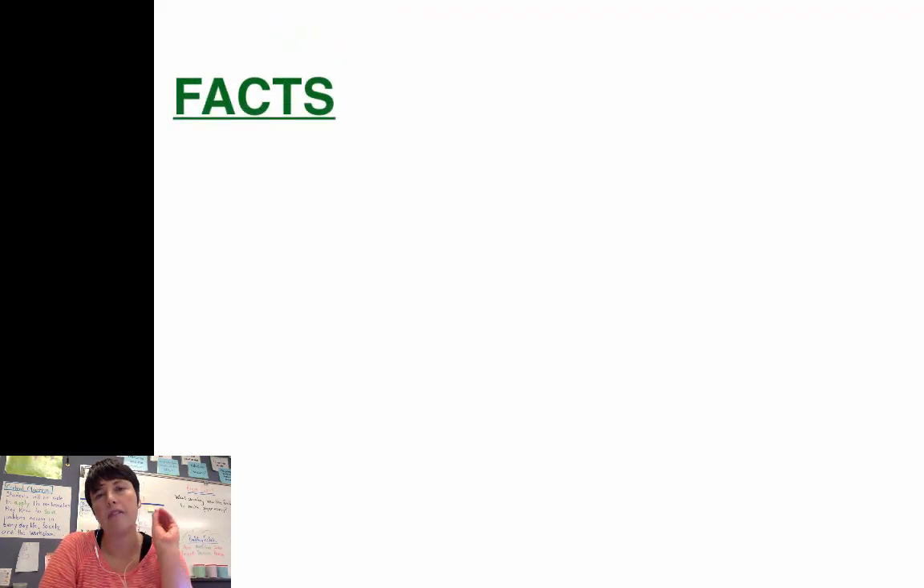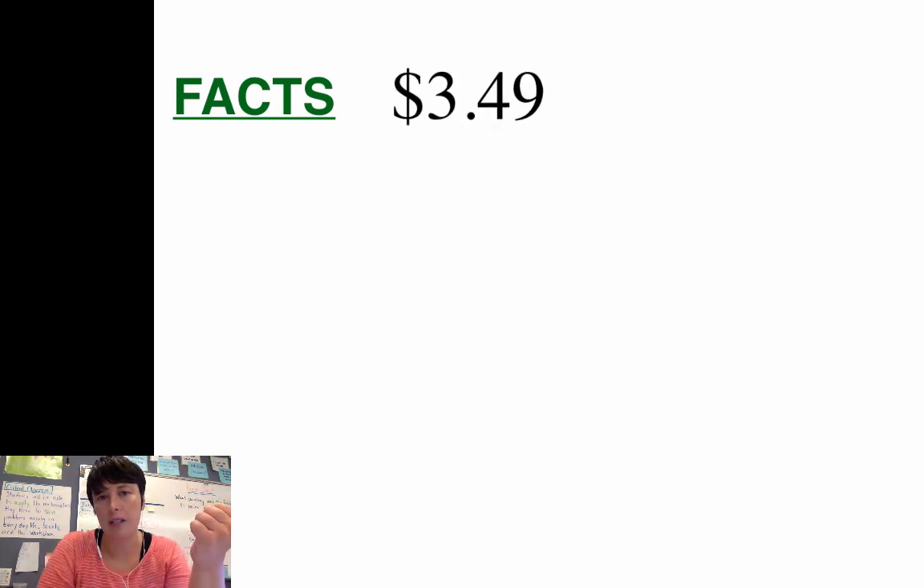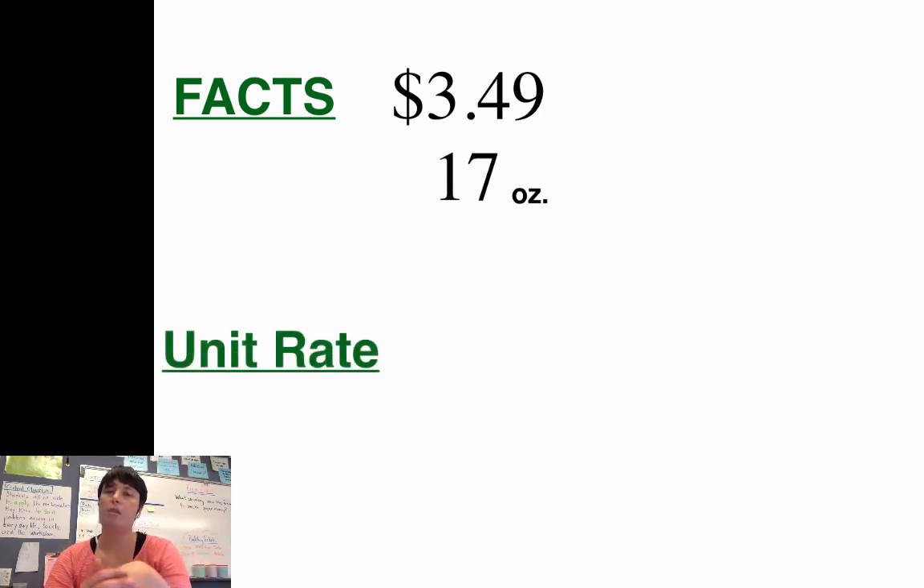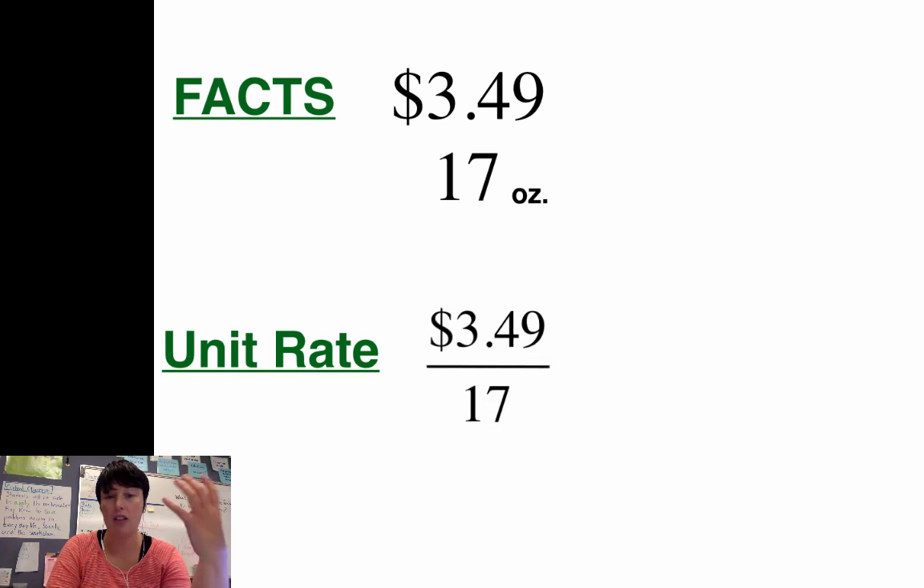In our notebook, I want you to write down the word facts. So the facts of this problem are the bottle costs $3.49 and the bottle is 17 ounces big. Those are the 2 things you're going to write down as our facts from this situation. And then what we're going to do with those facts is we're going to turn them into a unit rate. So if it costs $3.49 for 17 ounces, that's a fraction in my head. That's already a rate.